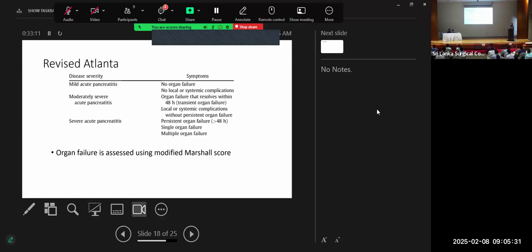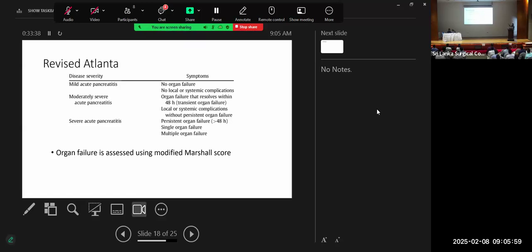What are the commonly affected organs in pancreatitis? The lungs leading to ARDS, kidneys, acute kidney injury, altered mental state, hematological manifestations, hemolysis, DIC, and cardiovascular. Right. So what is the scoring system? I've already mentioned here, we use the modified Marshall score.